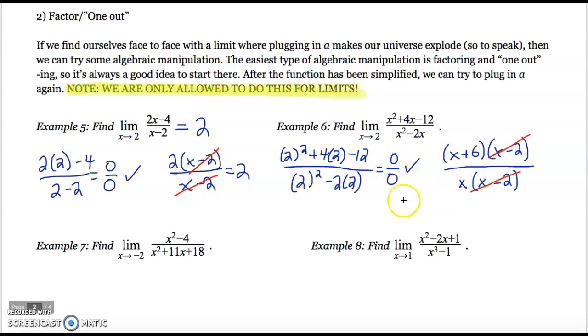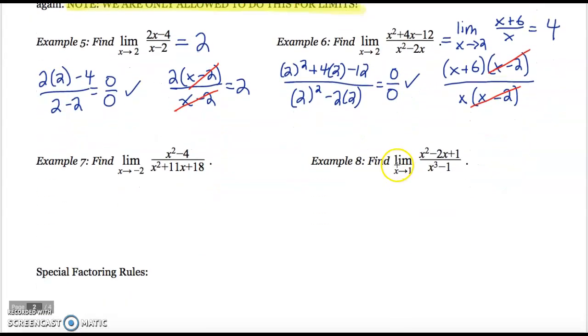So now I'm finding the limit as x approaches 2 of just x plus 6 over x, which if I just plug in 2 on the top and 2 on the bottom now, 2 plus 6 is 8, and 2 on the bottom is 8 over 2, so the whole thing is 4. And again, this only works because I was able to factor out those x minus 2's.